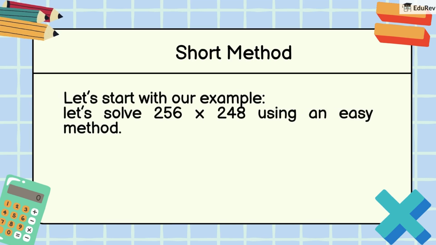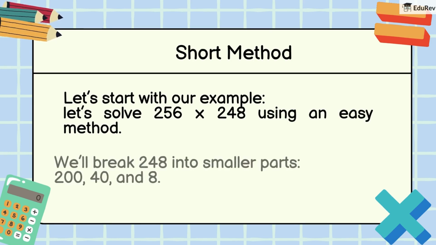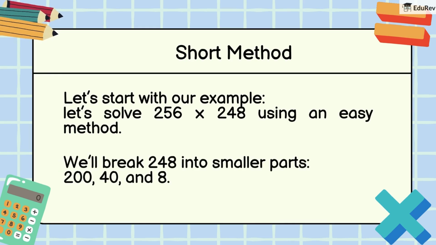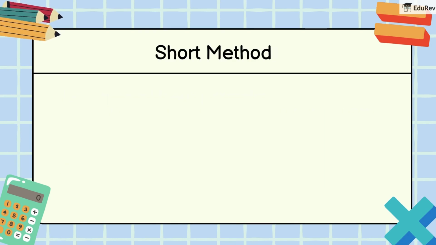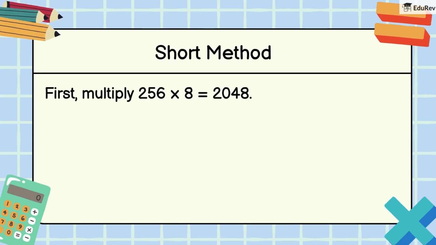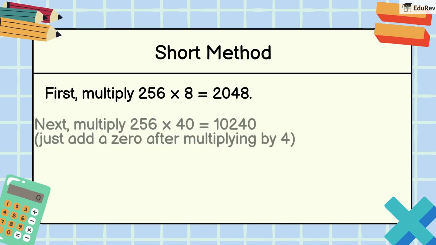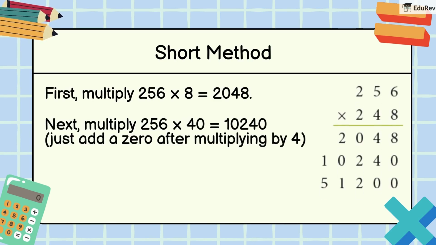There is also a shortcut method of multiplying big numbers. Let's start with our example. Let's solve 256 times 248 using an easy method. Instead of multiplying all at once, we'll break 248 into smaller parts, 200, 40, and 8. First, multiply 256 times 8 is equal to 2048. Next, multiply 256 times 40 is equal to 10,240. Just add a zero after multiplying by 4.